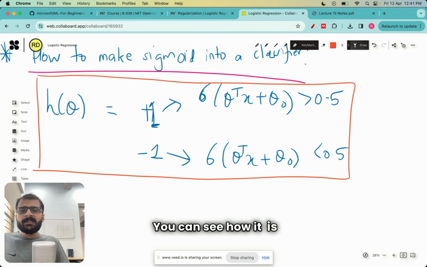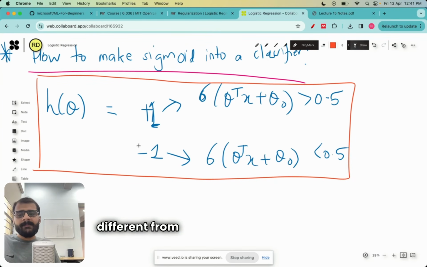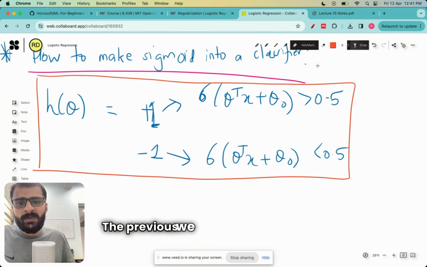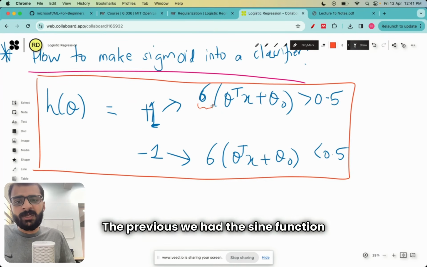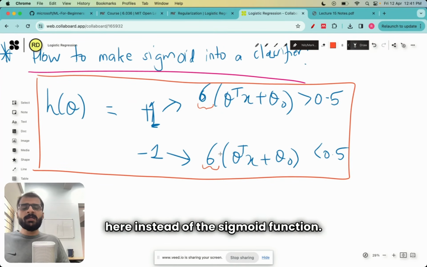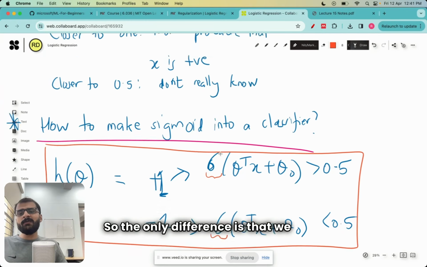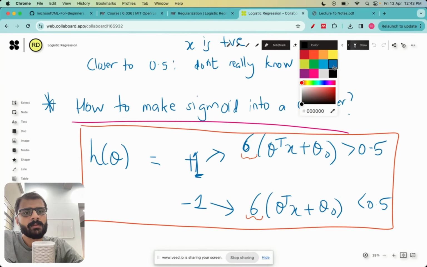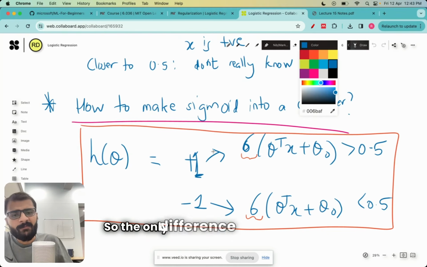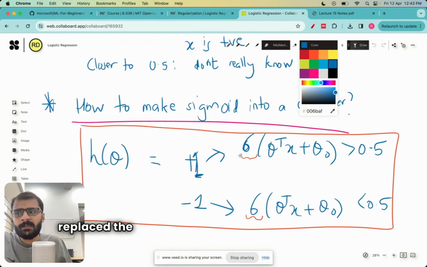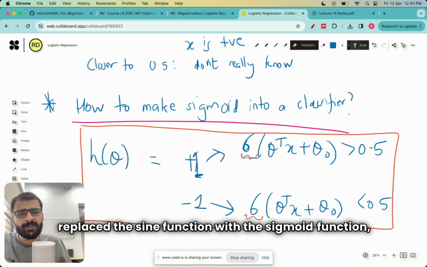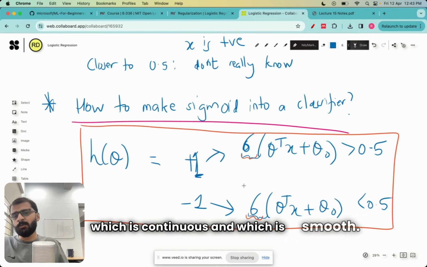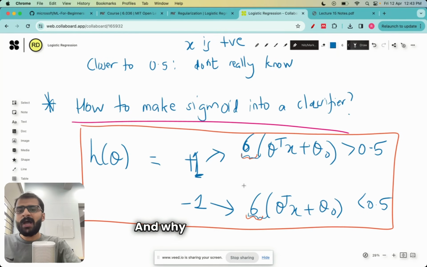You can see how it is different from the previous thing, right? Previously we had the sign function here instead of the sigmoid function. So the only difference is that we have replaced the sign function with the sigmoid function, which is continuous and which is smooth. And why are we doing this?